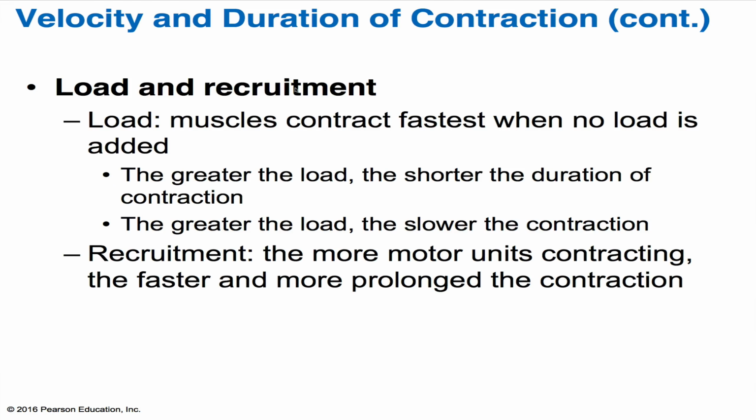So when we look at load and recruitment, this is quite simple. When it comes to load, muscles contract fastest when no load is added. So the greater the load, the shorter the duration of the contraction, and the slower the contraction takes place. Now for recruitment, the more motor units are contracting, the faster and more prolonged the contraction is going to be. Okay, this is just common sense.